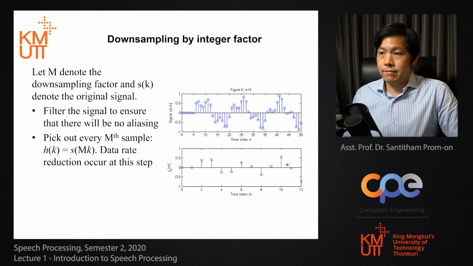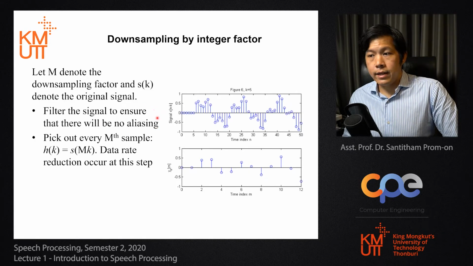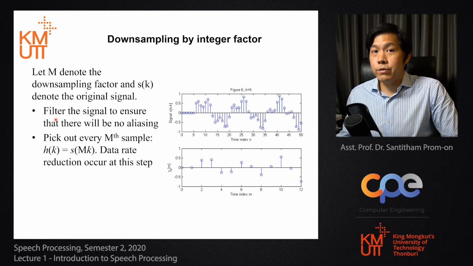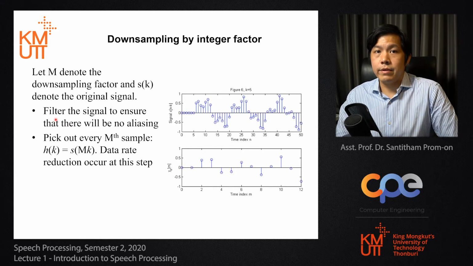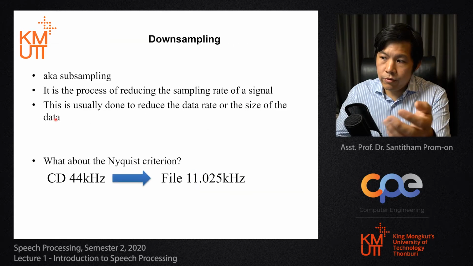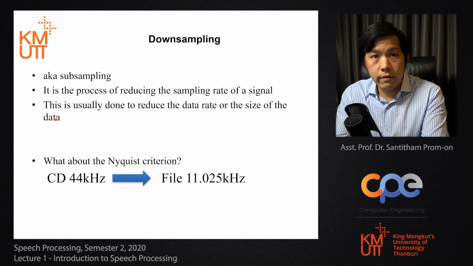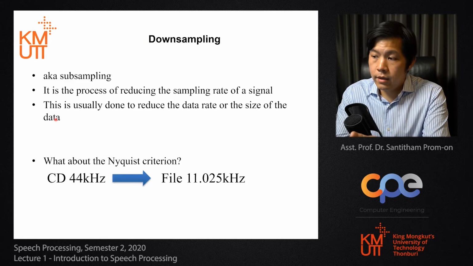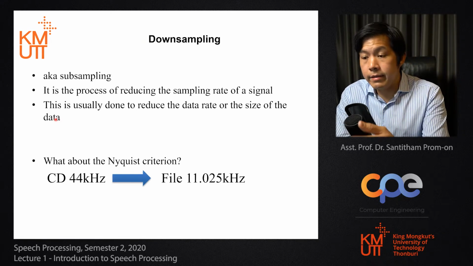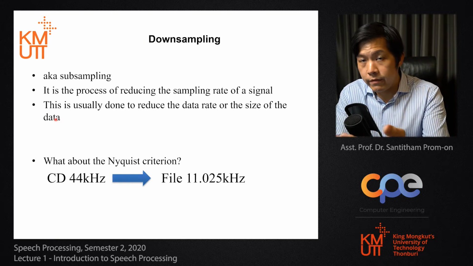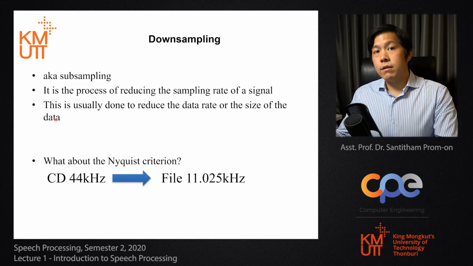So in order to make sure that doesn't happen, a filter has to be applied in order to reduce the sampling rate. For example, if you were to convert the data from CD quality 44K to 11K, the Nyquist frequency will be 5K. It means that we need to apply a 5 kilohertz filter to filter the data first before taking samples.